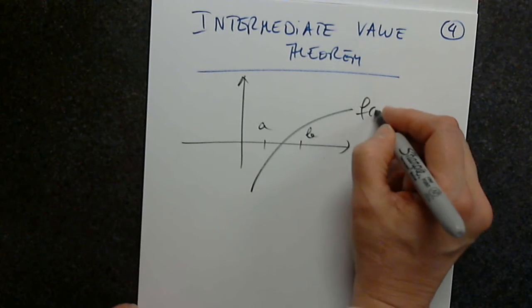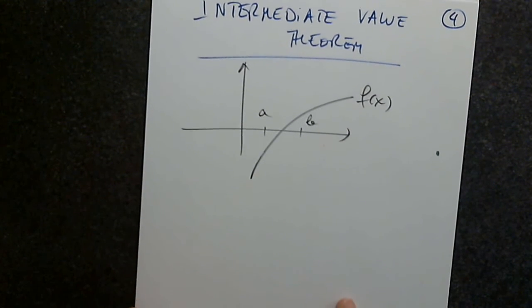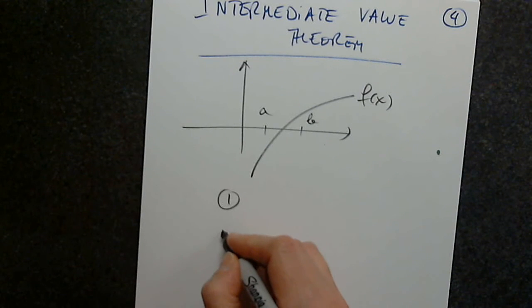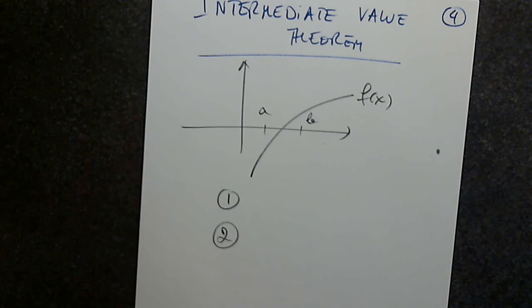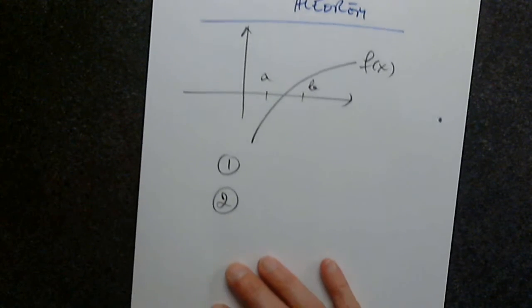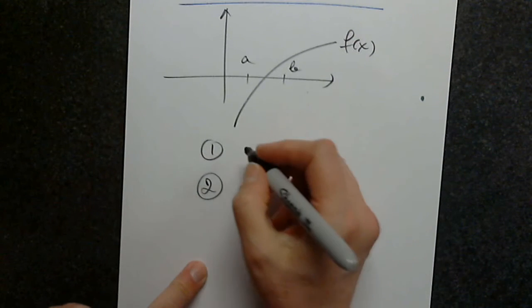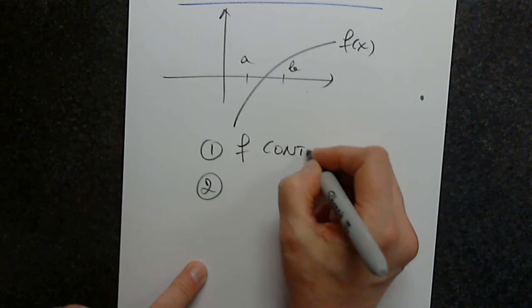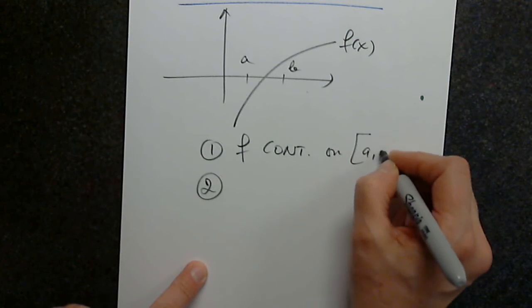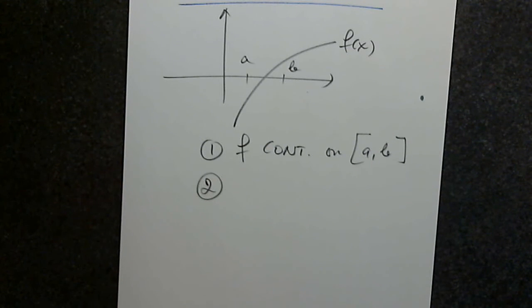This is a function f of x. And I will write 2 different hypotheses, and you will tell me whether you accept them or not. Here's the first hypothesis. I would say that f is continuous on a comma b. I'm not saying f is continuous everywhere. I'm only saying f is continuous on a comma b. Would you accept that? Perfect.